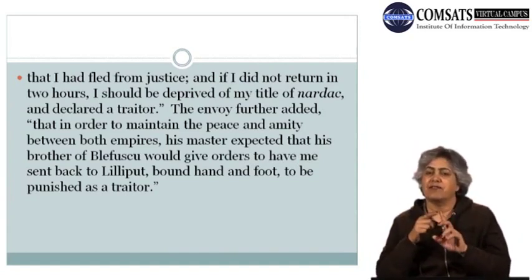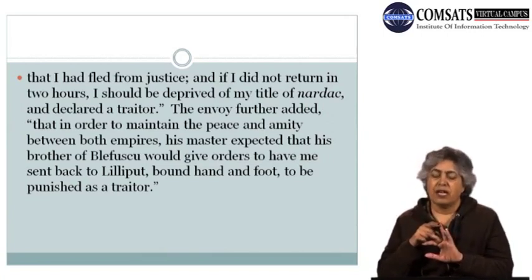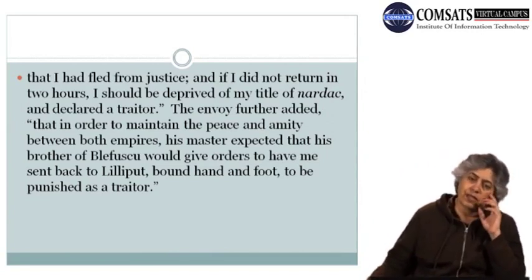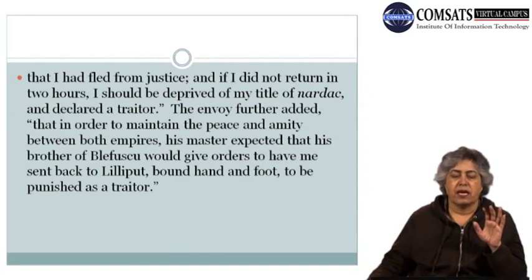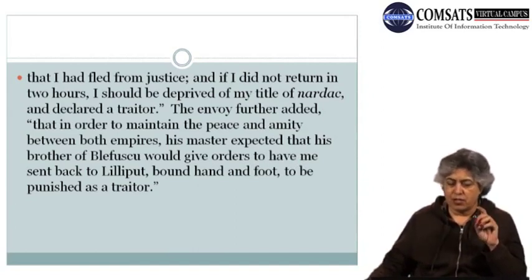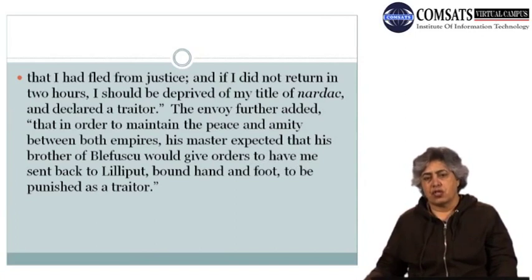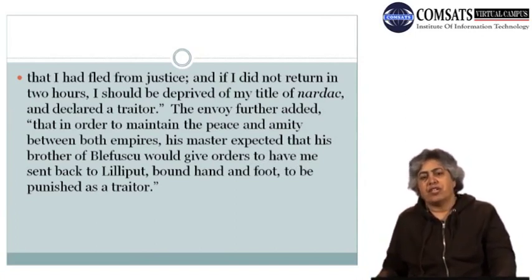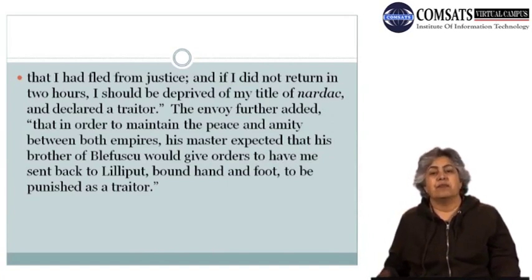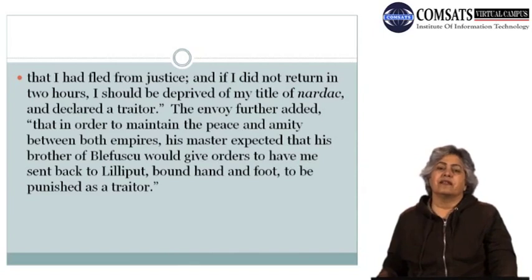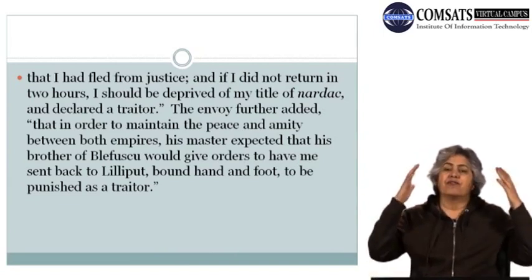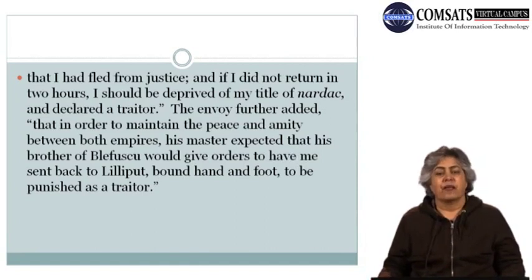The Emperor of Lilliput is very kind, very gentle, very lenient, and therefore has issued commands that Gulliver should be blinded because he has escaped from justice, and if I did not return in 2 hours, I should be deprived of my title of Nardek and declared a traitor. So side by side with this instruction, the envoy brings the message that Gulliver is to return to Lilliput at once, and that if he does not return in 2 hours, then that title that the Emperor of Lilliput had given him of Nardek, or of being someone of very good stature, will be taken away from him.